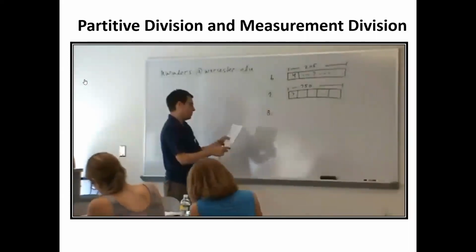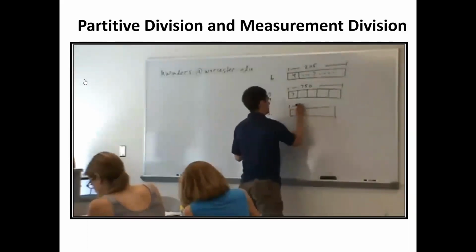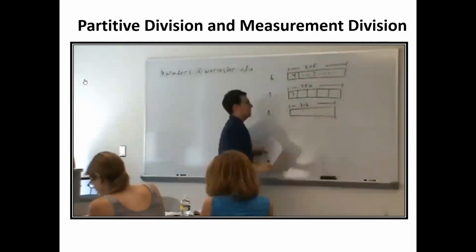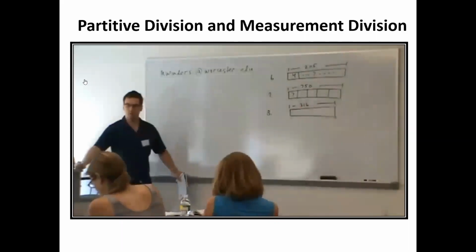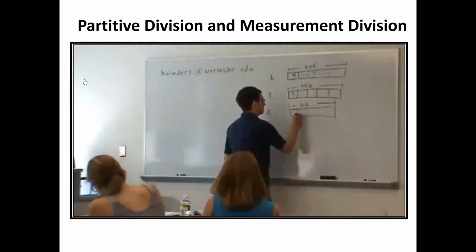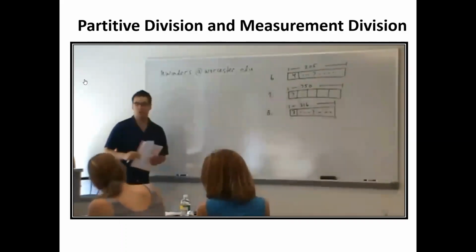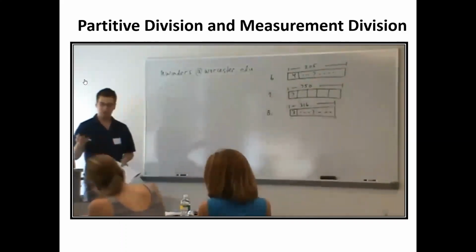A man has 316 oranges. He puts 3 oranges in a bag. So the 3 represents the number of parts or the size of each part? Size of each part, right? He puts 3 oranges in each bag. We don't know how many bags fill up the whole way. Measurement or partitive? Measurement, right? We know the size or the measure of each part.